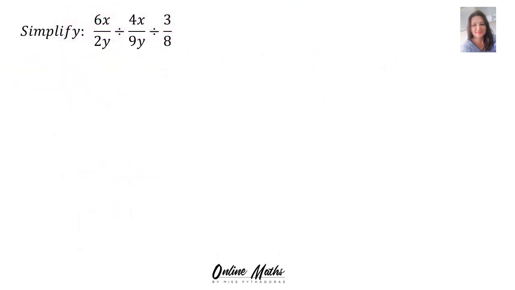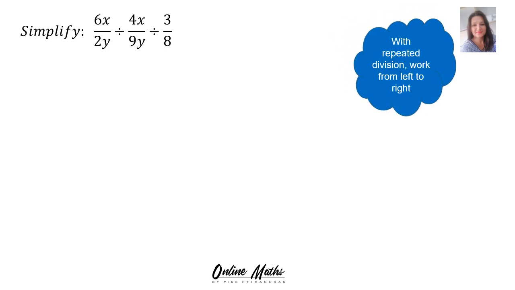Simplify 6x over 2y divide 4x over 9y divide 3 over 8. Now, with repeated division, work from left to right. So there you can see, I started with the two left-hand side terms, and I added them in green for you, and what I did was I changed the division into a times, and I swapped the number next to it.